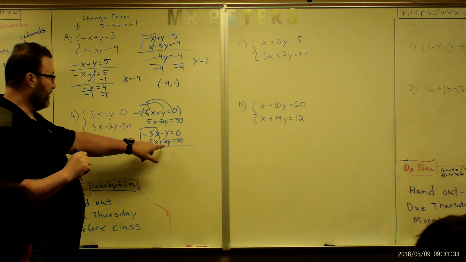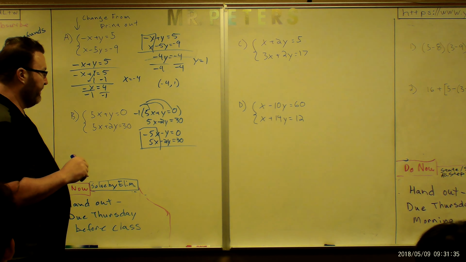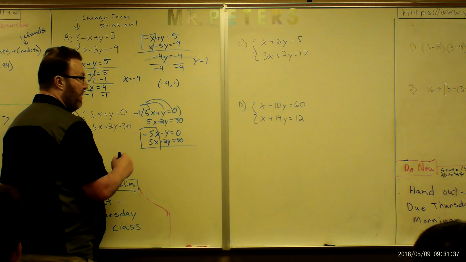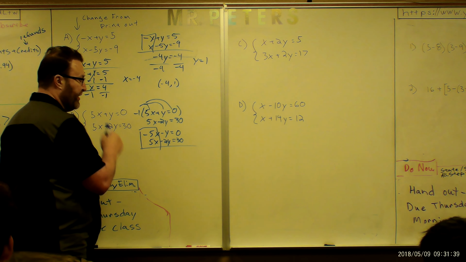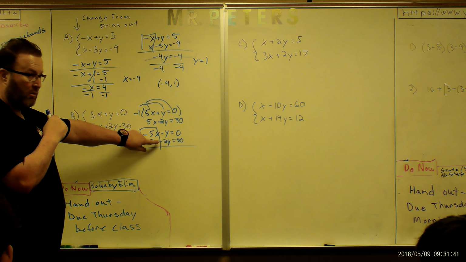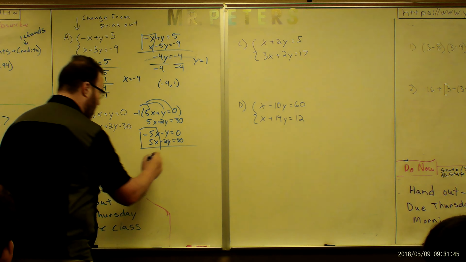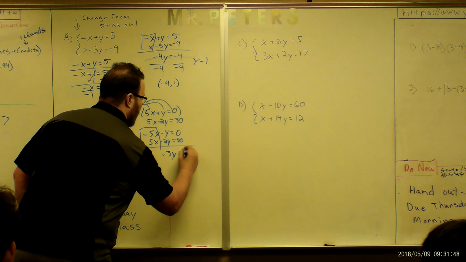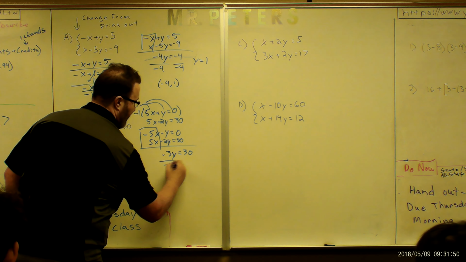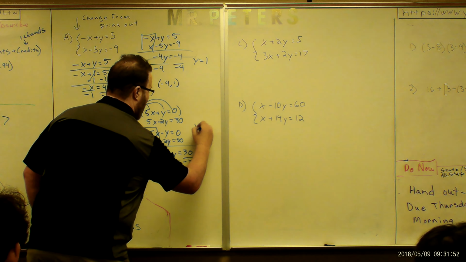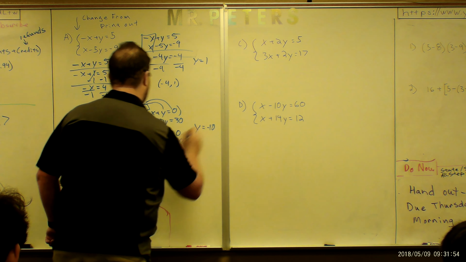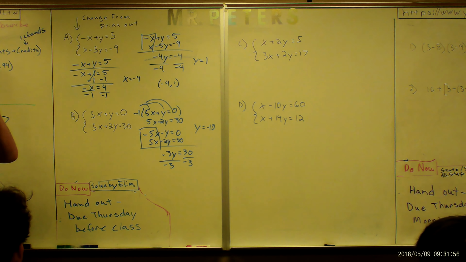Okay? Now I'm going to focus on my y's. How many y's do I have? 2. 1. How many y's do I have? 3. 2. What's in front of this y we can't see? Oh, 1. Careful, right? Negative 3y equals 30. Divide by negative 3. What is my y? Negative 10. Very good.